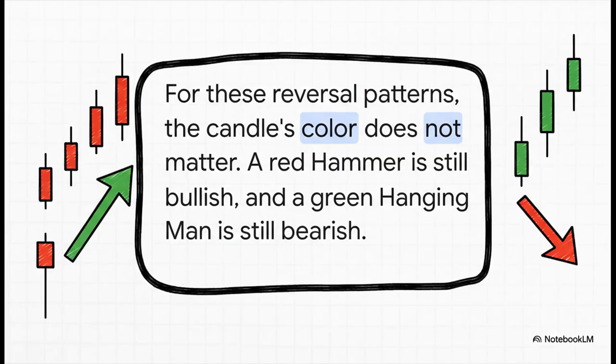Now here's something that really trips up beginners, so pay close attention. For these reversal patterns, the color of the candle itself doesn't matter. A red hammer at the bottom is still a bullish signal. A green hanging man at the top is still a bearish one. It's the shape and its location that hold all the power.